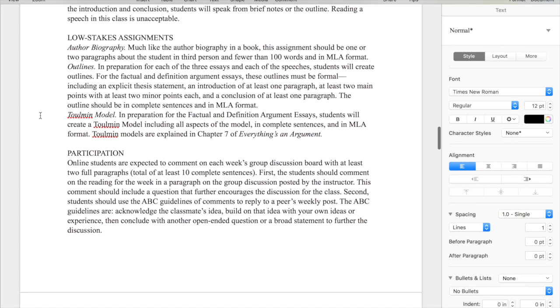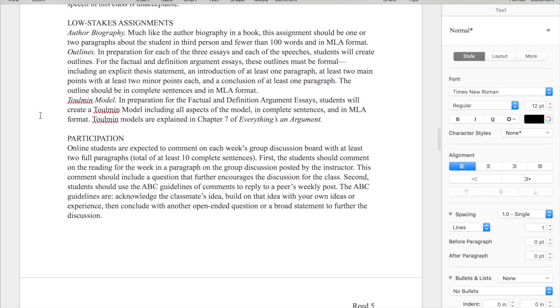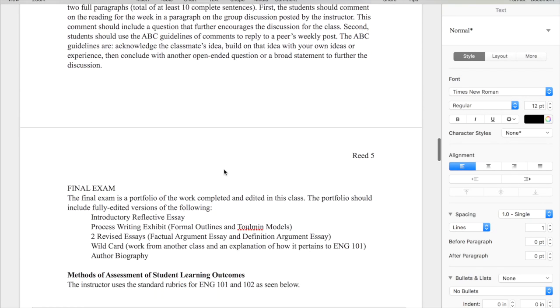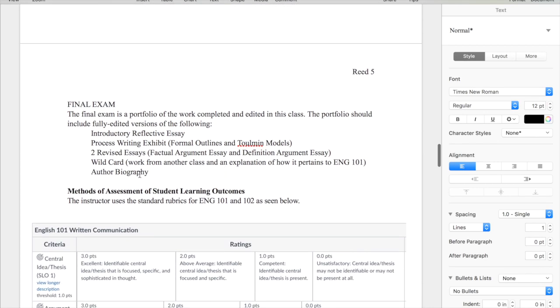Some of the low stakes assignments will be the author biography, which will be a really brief, very professional introduction to yourself that you will use at the end of your portfolio, and that hopefully you can save to use later. We'll also have formal outlines for each essay, the Toulmin model, which is another type of outline. And then, of course, the final exam will be that portfolio I've been talking about.